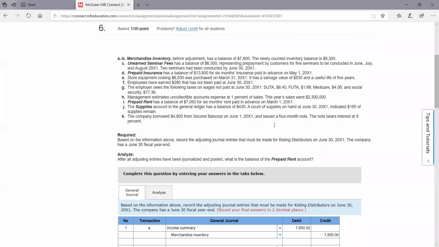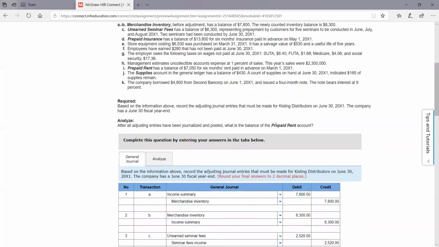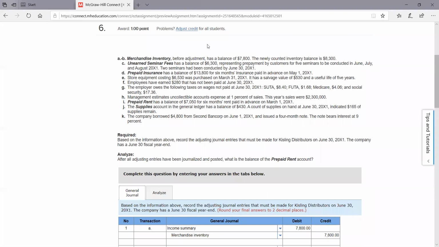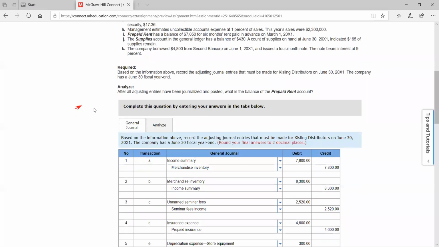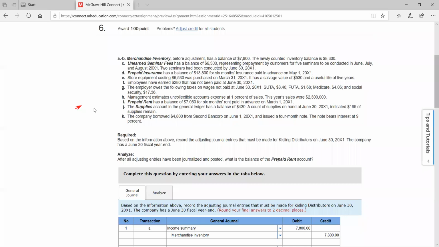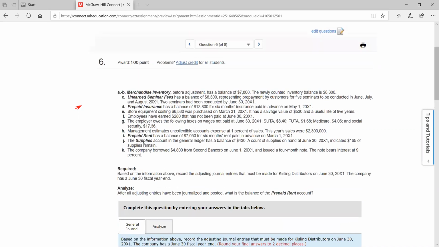Now on this one, I'm going to give you this one because of the way they adjust inventory. I will not test you on this one. So for letter A and B, if you get stuck with it and you email me, I'll let you know, but essentially they're using income summary to make an adjustment to inventory, and I'll just give you a heads up, that typically is never done because most systems these days are all perpetual. But all they're saying is, for example, I'll just read the first one. Inventory has a balance of 7,800. Newly accounted balance is 8,300. And they want you to come up with some sort of adjustment.